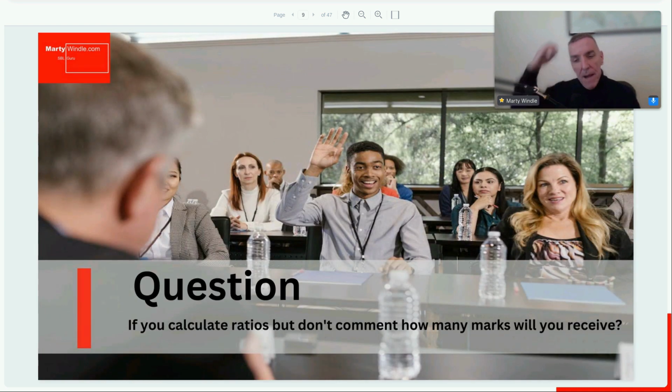Now, sometimes in the exam, you're going to be asked to do calculations. If you calculate something, you calculate a ratio, and you don't comment on the ratio, how many marks do you think you're going to receive for that in the examination? If you calculate, but you do not comment in the exam, how many marks do you think you're going to get? Just tell me in the chat how many marks you think you will receive in the exam.